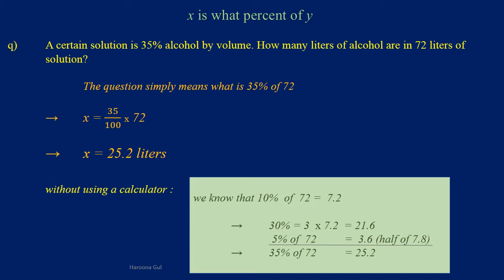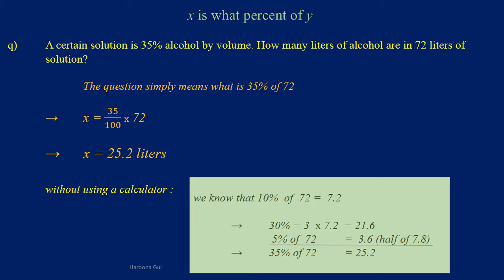Our first question is basically asking us about the percentage of x in y, right? The statement of the question goes something like: a certain solution is 35% alcohol by volume, which means 0.35 of 1. So it says how many liters of alcohol are in 72 liters of solution.